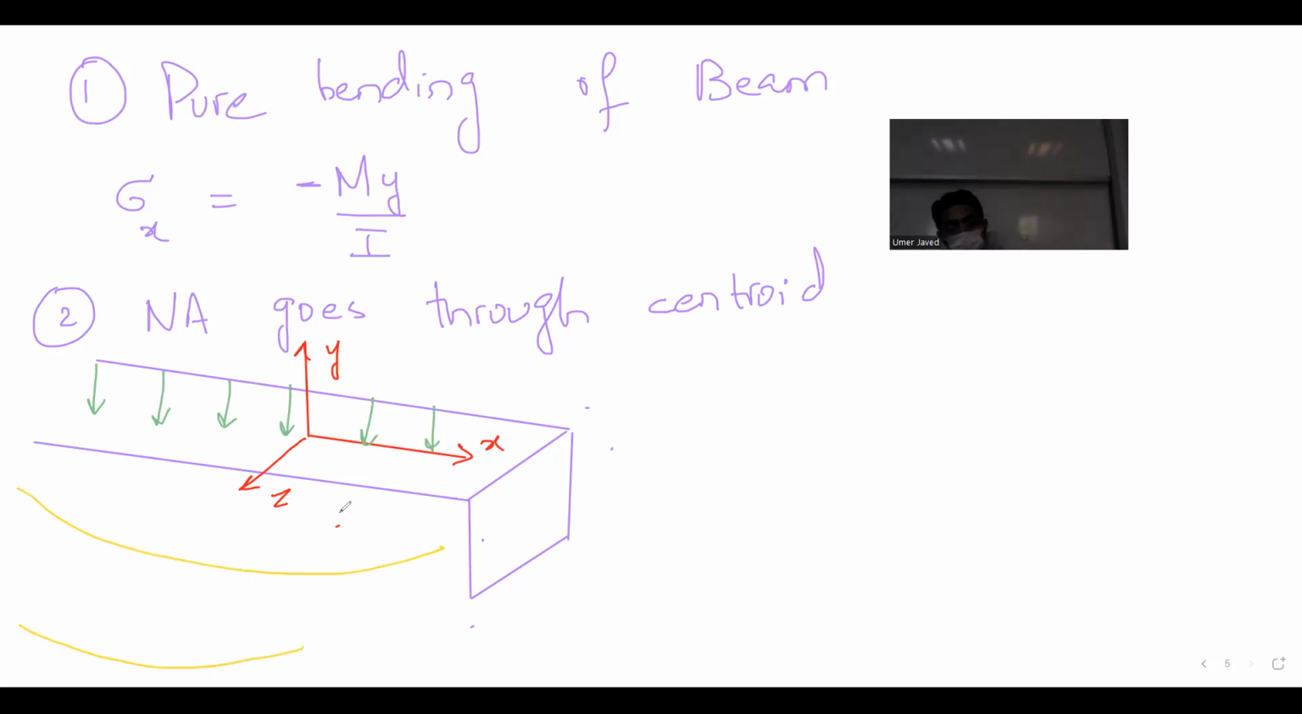Tell me the direction of normal stress. In which direction? Be confident. X direction. Okay. Normal stress is in X direction. So what is the subscript of this fellow? Sigma X equal to minus My over I.